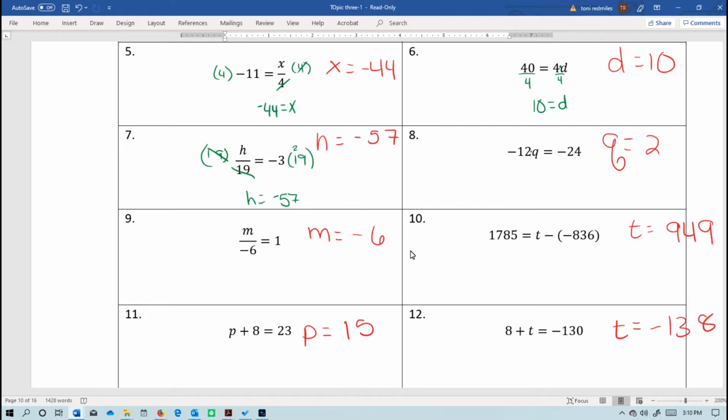The negative 12 is multiplying the q, so to undo it, I have to divide it, and I have to do that on both sides. 12 goes into 24 2 times. Two negatives are same sign, so the answer is positive.